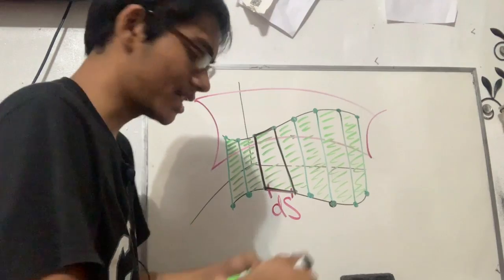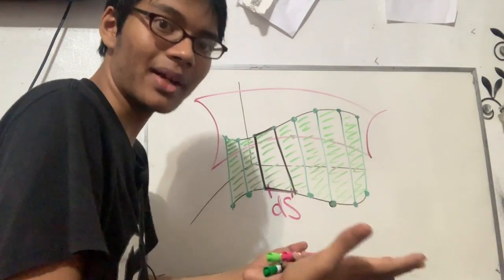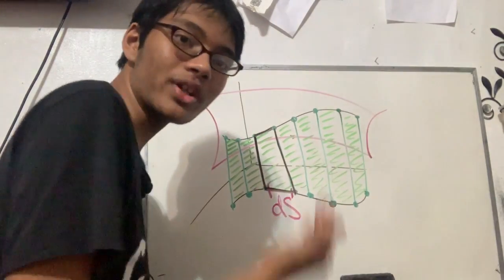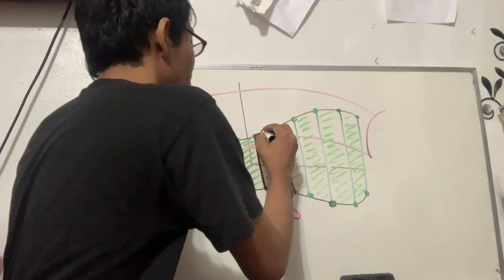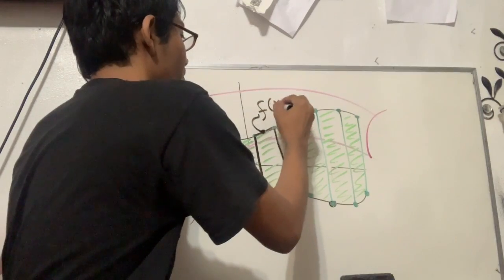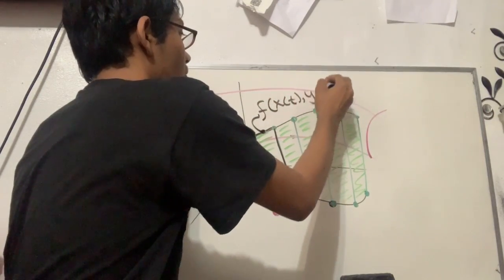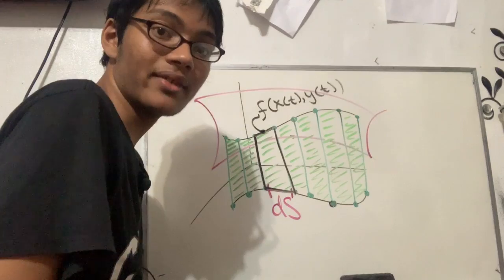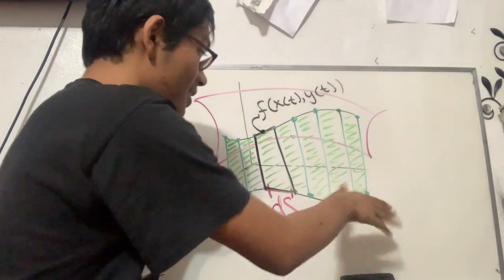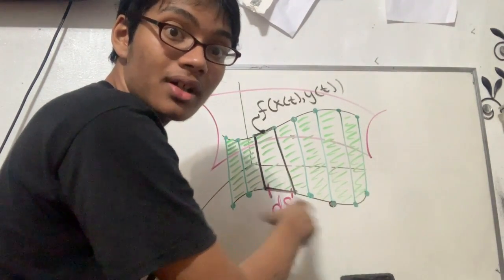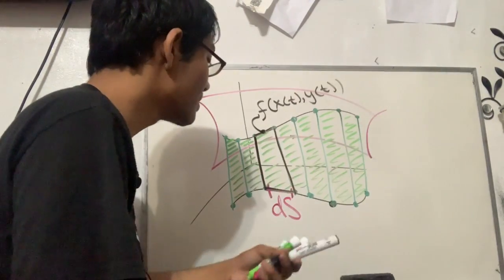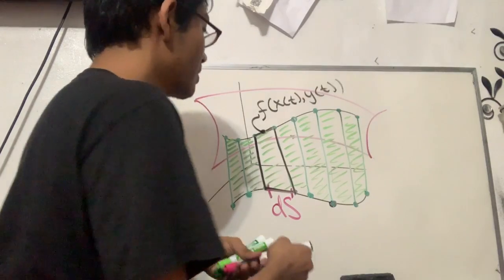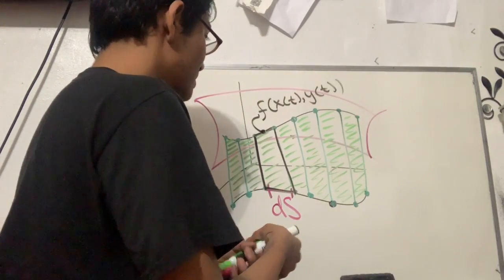The height of the rectangle is simply, if I plug the coordinates of this point into my function, I'm going to get the height of my rectangle. So the height over here is going to be what? F of x of t comma y of t, right? And of course I'm using t because that might be the parameterization of my path on the xy axis. So that being said, what am I going to have? The area of one of these little pieces is going to be what?